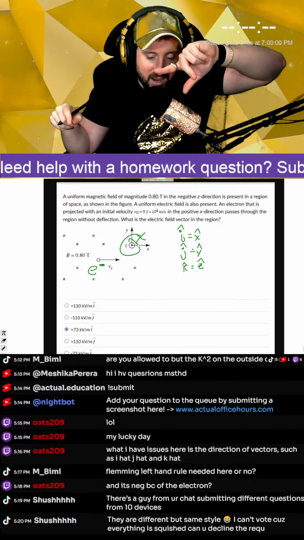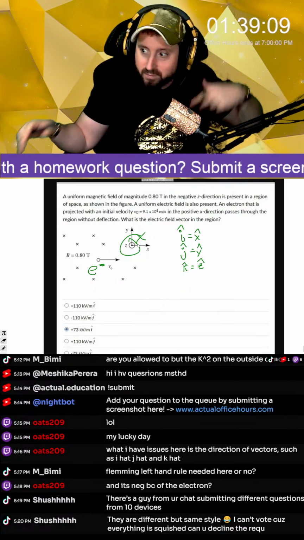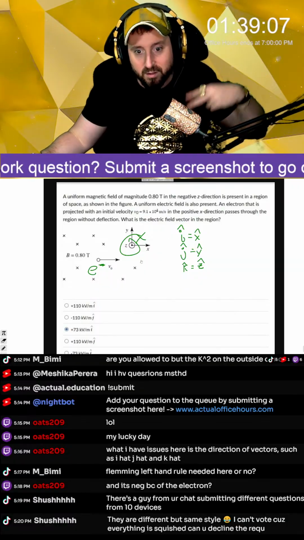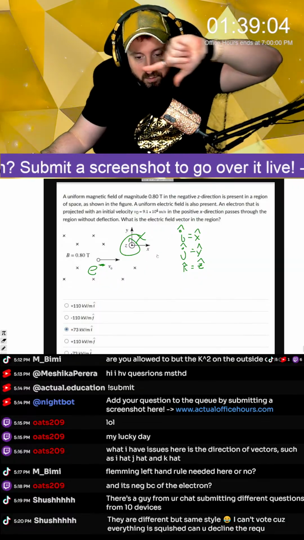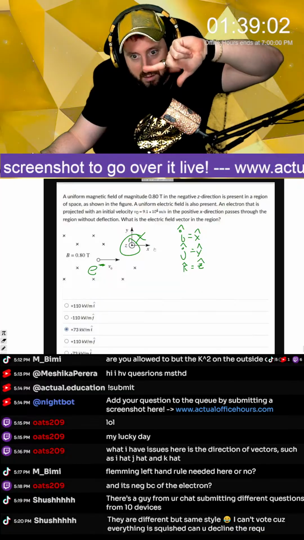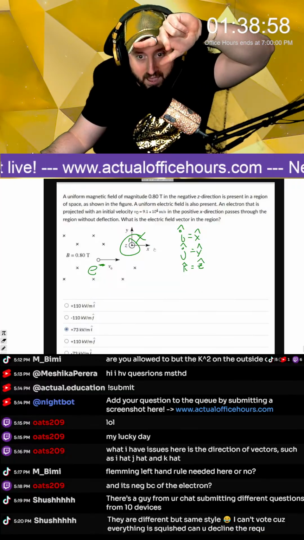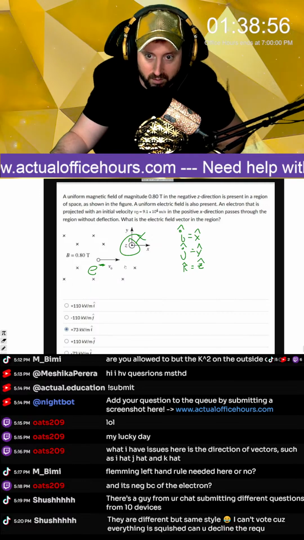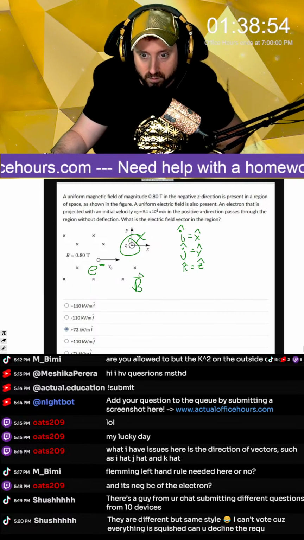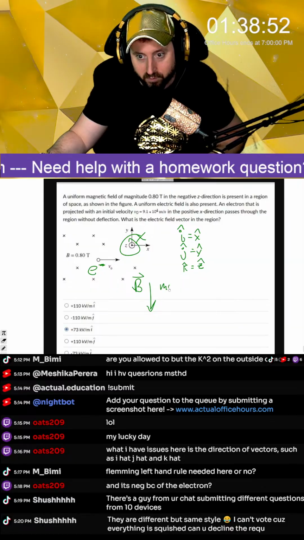I can't change the code right now, but just give me a second. Okay, so this is V, this is B going into the page. So that tells me the force, F, is going to be pointing down, okay? So the magnetic force points down.